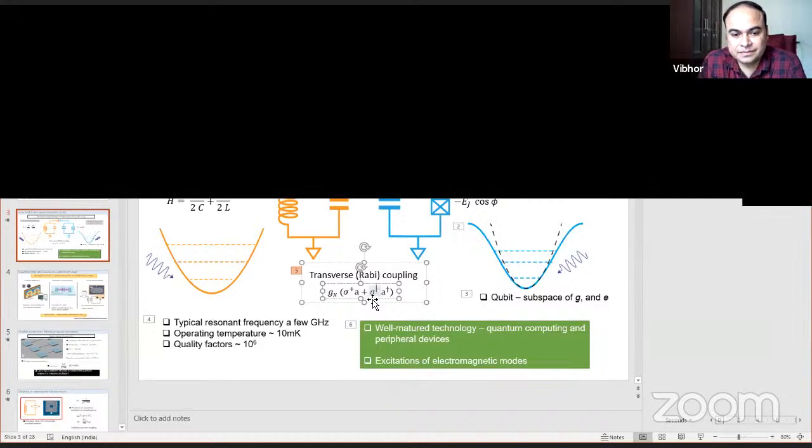I think he also had some papers on EIT in the past. You might be interested in looking at that. Yeah, right. Those were more, I think, in conventional optomechanics without a qubit being there.